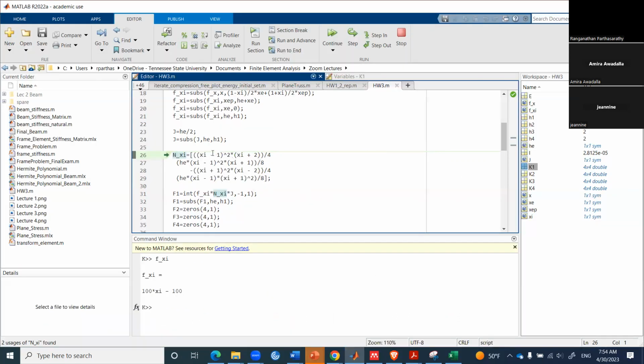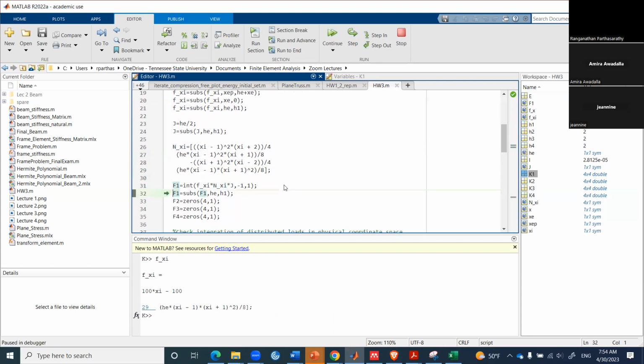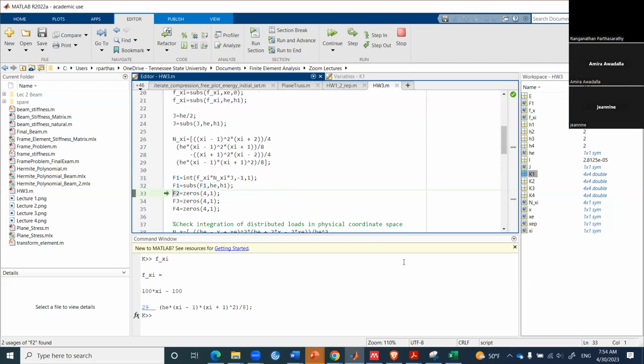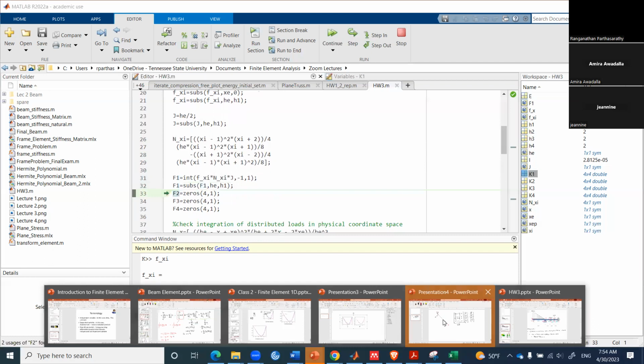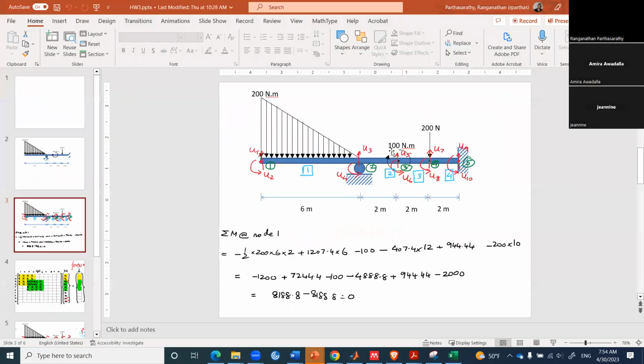So we did that. Did you get it, Jimmy? So that's F1. And F2, F3, F4 are all zeros, right? F2, F3, F4 are all zeros. There is no distributed load on those parts of the beam. Right. No distributed load. Yes, yes.